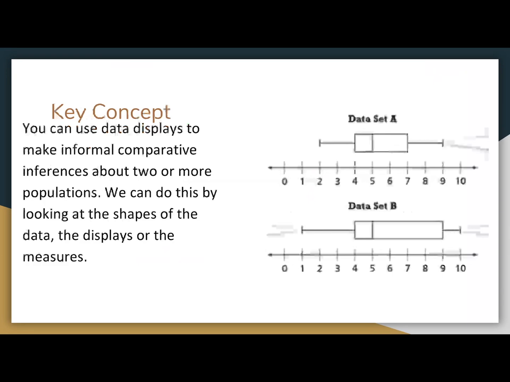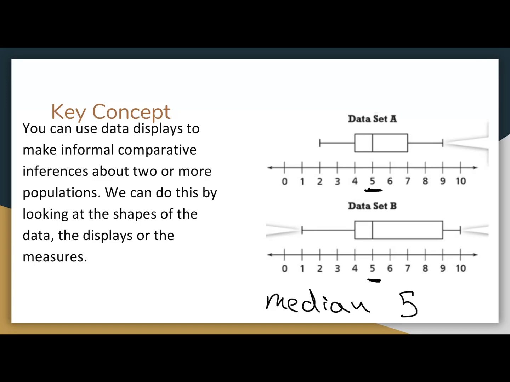So let's get into our key concept here. You can use data displays to make informal comparative inferences about 2 or more populations. We can do this by looking at the shapes of the data in the displays and the measures of the data. If we look at dataset A and dataset B to our right here, we see that the median of both datasets is at 5. So right off the bat, we know that these two datasets share a median point at 5.